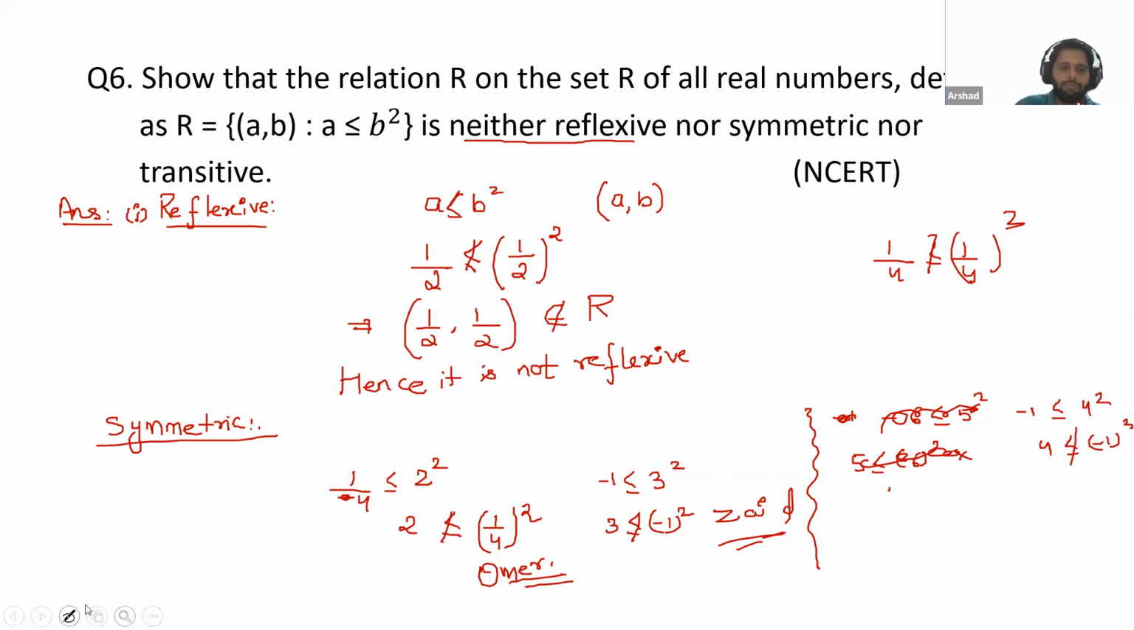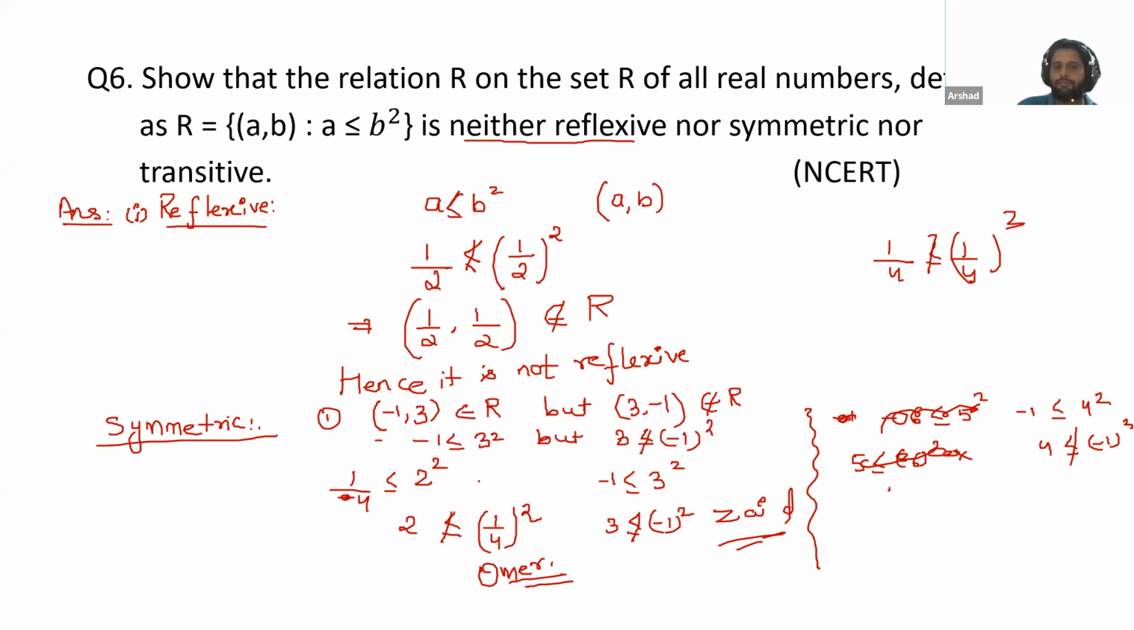It's your wish. You can take any of the examples. So I will write here. The first value which we have got is this: (-1, 3) belongs to R, but (3, -1) does not belong to R. You can show this: -1 is less than or equal to 3 square, but 3 is not less than or equal to (-1) square. Similarly, you can take this example also, 1/4 and 2. So this symmetric part is done.